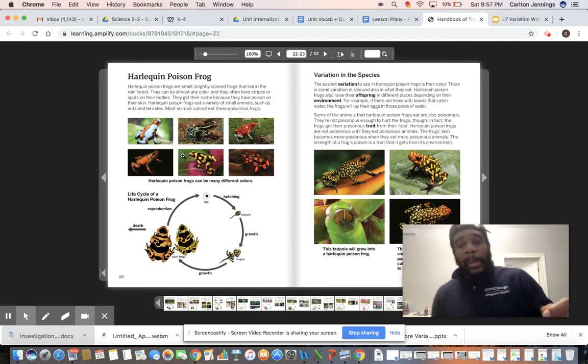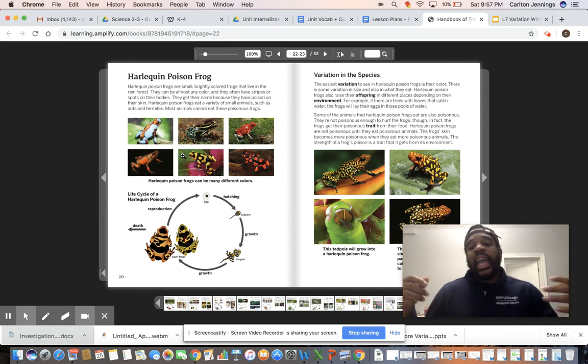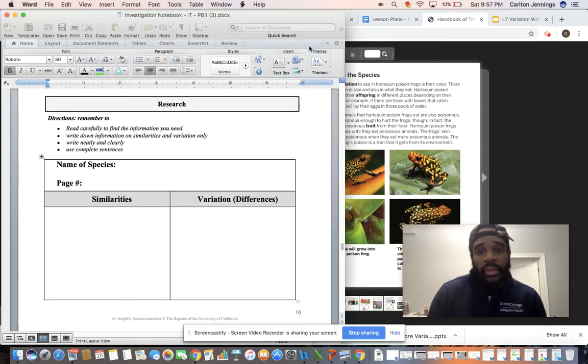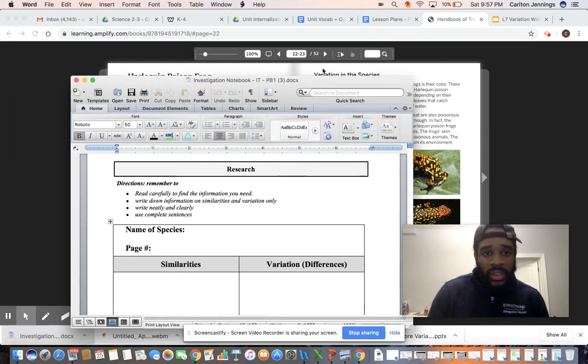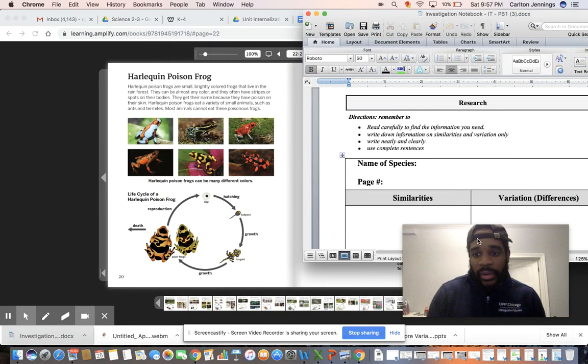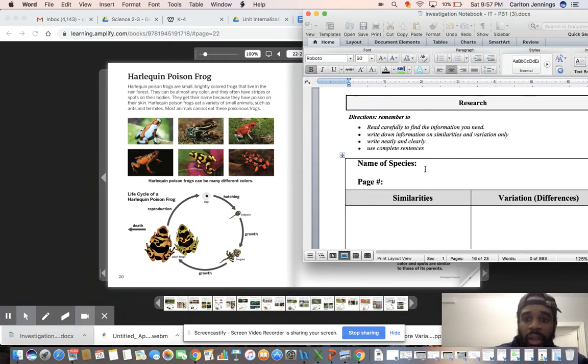So here, if you have time, you can get a paper and a pencil, or anything you can write with, and we're going to go through some similarities and variations about the harlequin frog. Okay. I'm going to start with this page first. I'll put my picture. So here, you can put your title.